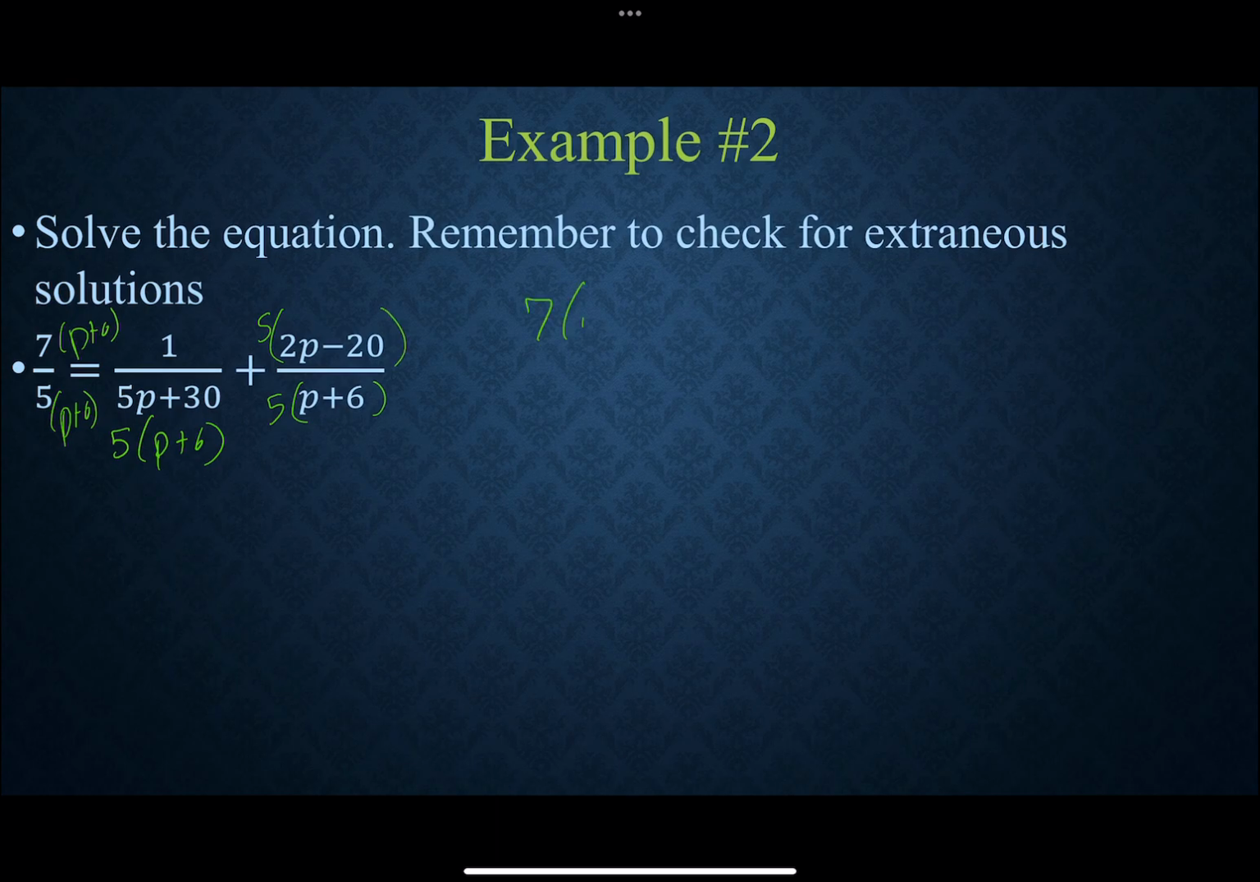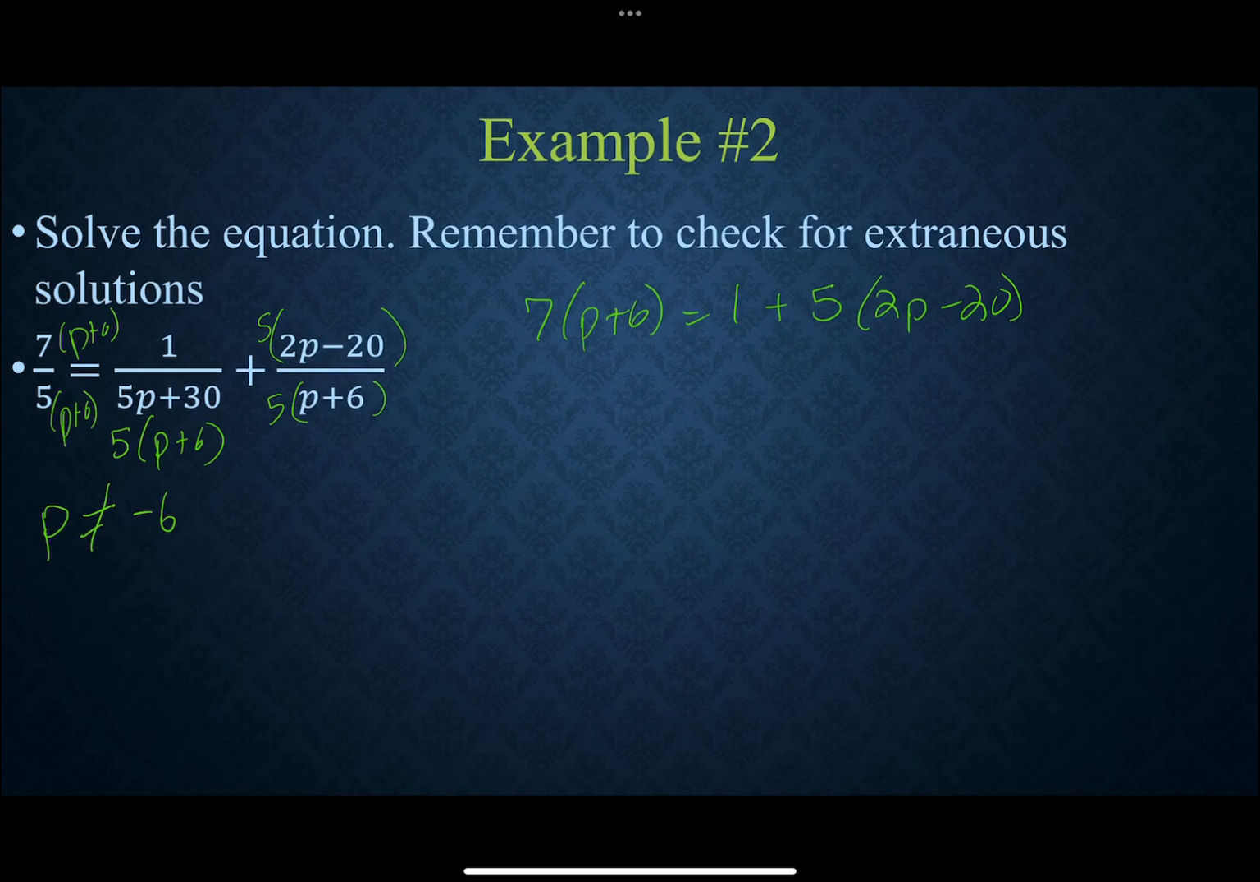So we get 7 times p plus 6 equals 1 plus 5 times 2p minus 20, and we know that p cannot equal negative 6, the solution of the factor p plus 6. The 5 does not have a variable, so it doesn't matter. It's only the variable expressions we'd have to worry about. Like if that was 5p, then I'd have to say it also can't be 0.